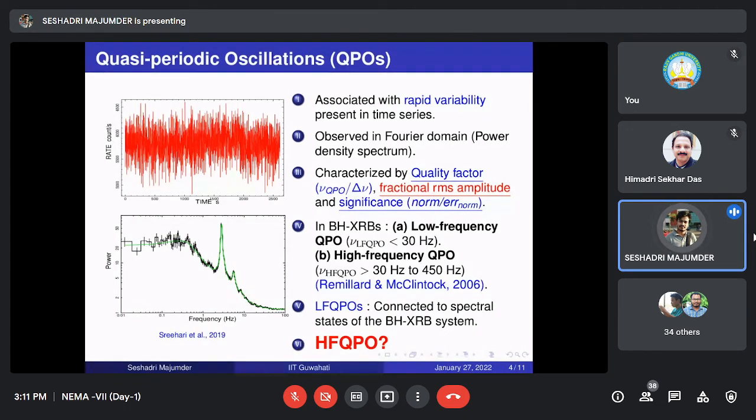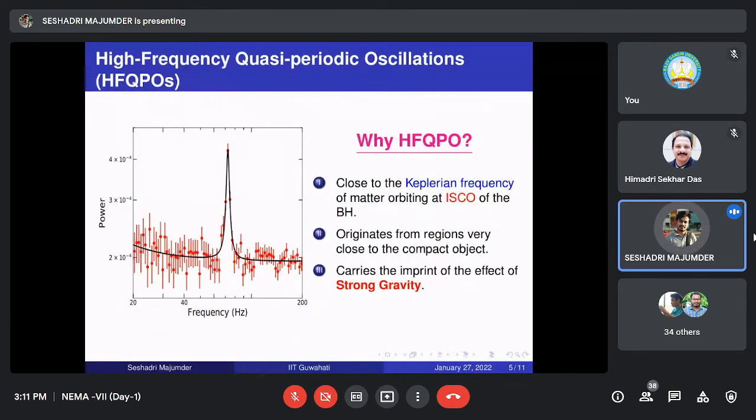Now, it is well known that these low frequency QPOs are connected to several spectral states of a black hole binary system. What about the high frequency QPOs? If we look at their frequency range, we can see that these frequencies are very close to the Keplerian frequency of matter orbiting at the innermost stable circular orbit of a black hole. So it is obvious that this kind of feature is generated from the region very close to the black hole, and essentially it will carry the effect of the strong gravity of the black hole. So the study of high frequency QPOs is very interesting and also very challenging.